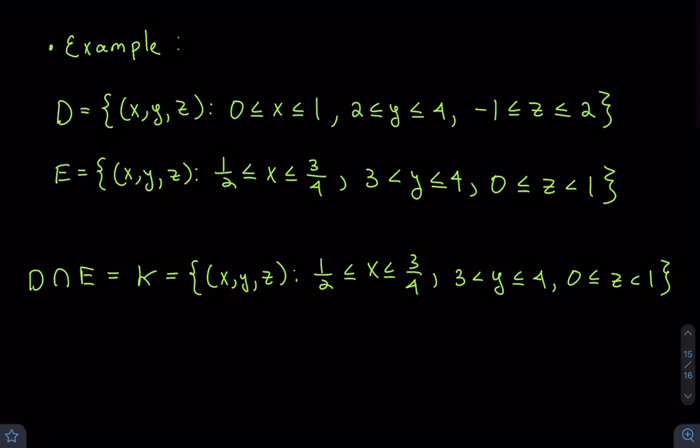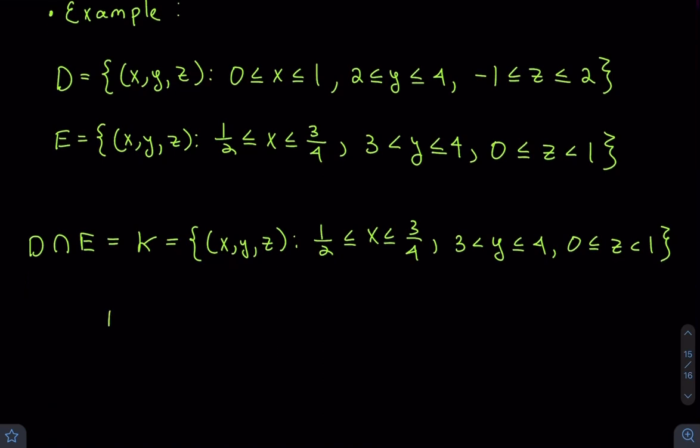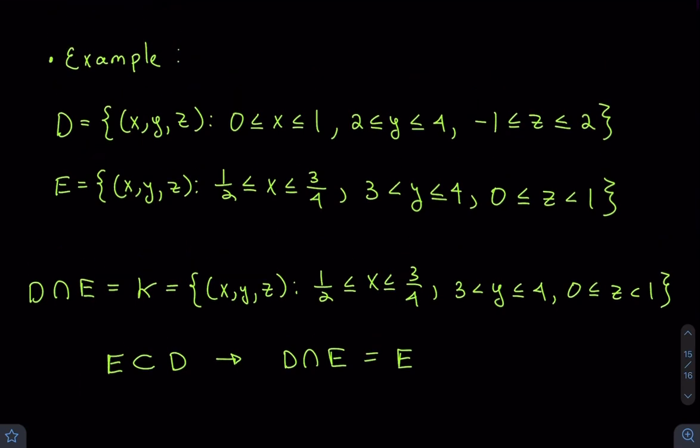Seems interesting, and that's actually because we have a special case here where E is a subset of D, right? Because all the points in E are points in D. So E is a subset of set D, which means that their intersection is just going to give you E, which is pretty cool.